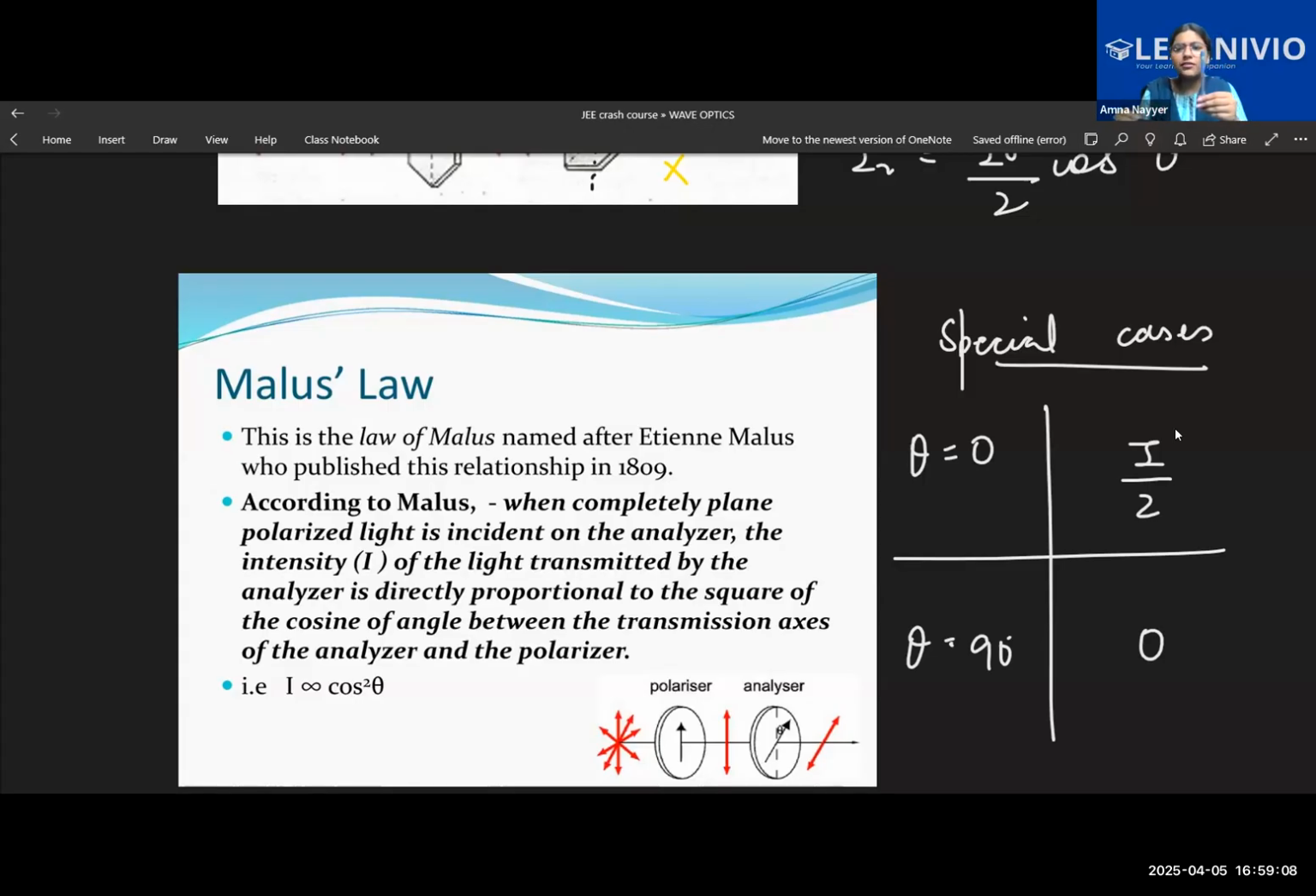You can imagine it also. If the ray is coming like this and you have kept the analyzer like this, the ray won't go. And if you have kept it parallel, all the rays will be able to pass through exactly. So that's why you're getting I by 2. Why I by 2? Because half of the intensity has been reduced by the polarizer itself. If I is coming, I exactly will come. But if you keep on increasing this angle, some rays will come. Eventually, when you make it perpendicular, these particles will not be able to pass. So that becomes 0. Got these special cases?